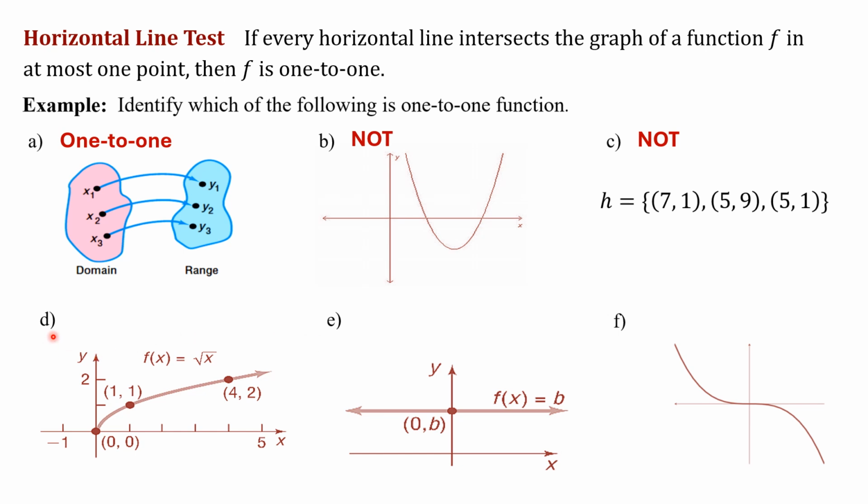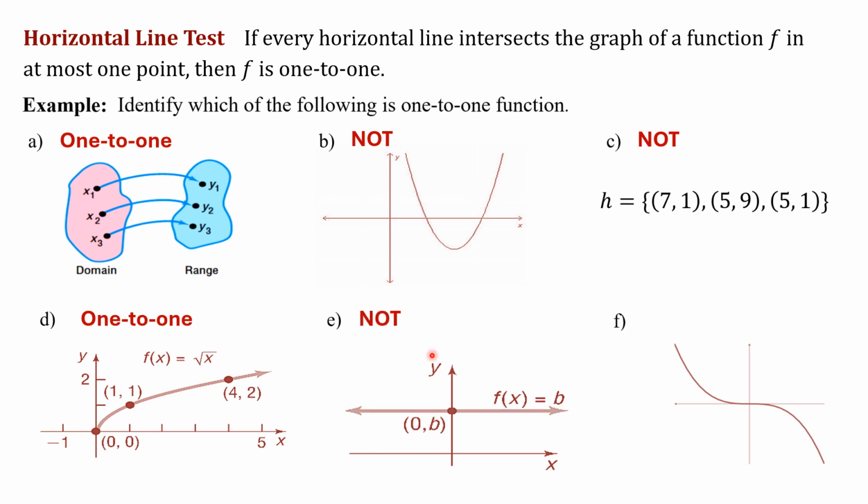Letter D is also given as a graph, and if we draw a horizontal line intersecting the graph, it will intersect at most 1 point in any part of the graph. So this is a one-to-one. And letter E, the graph is a horizontal line. So if we draw a horizontal line intersecting this horizontal line, it will intersect in infinitely many points. So this is not a one-to-one.